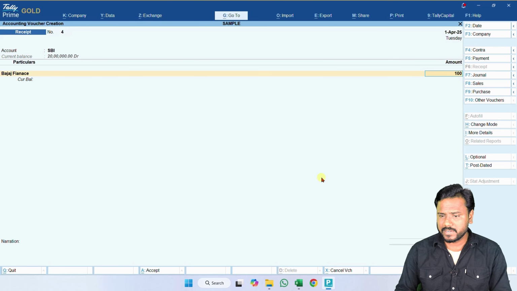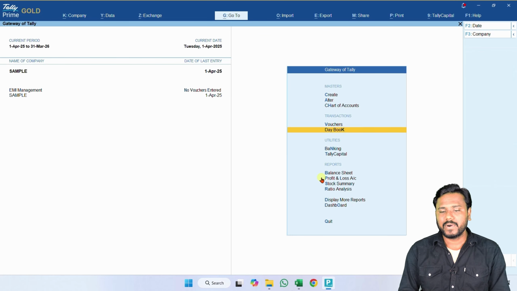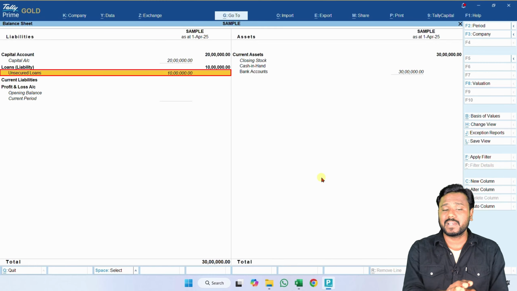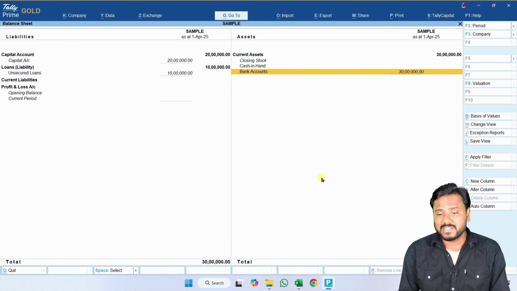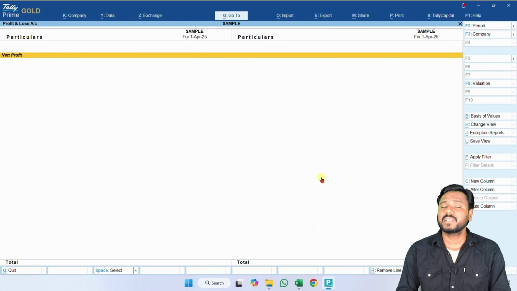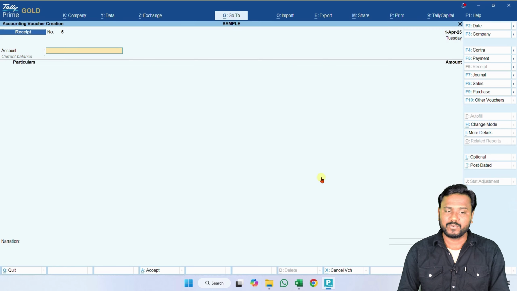How much loan have you taken? You have taken a total loan amount of 10 lakhs. So Control J. Now if I go to the balance sheet, under unsecured loans I can see there is a liability of 10 lakhs. My bank balance increased to 30 lakhs, right? And if I go to the profit and loss account, there is no income and no expenditure, so it is showing nothing. It's okay. Now let me take you to the voucher.